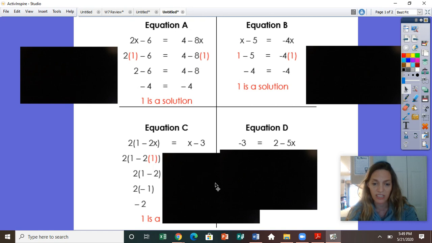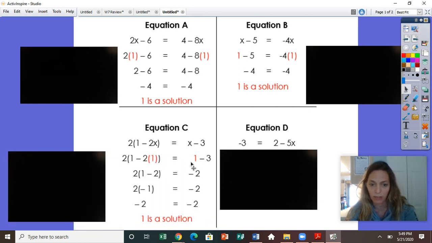The other side, much easier to evaluate. Just fill in the 1. 1 minus 3 is a negative 2. So yeah, look at this. Both sides equal the same thing, so 1's the solution.